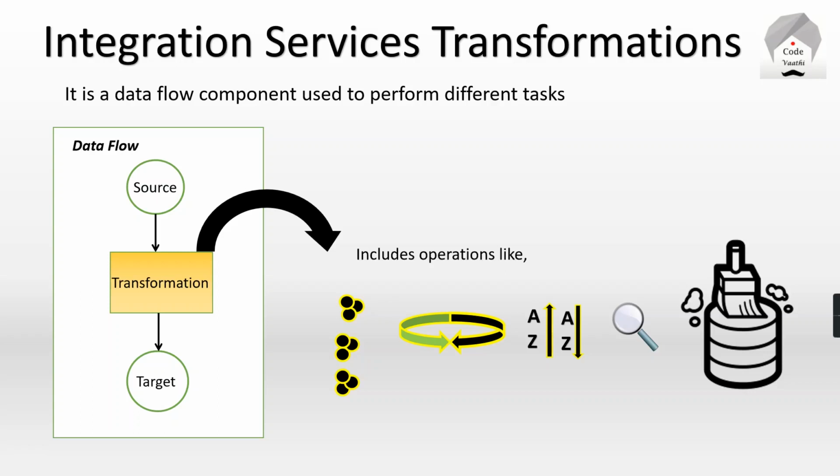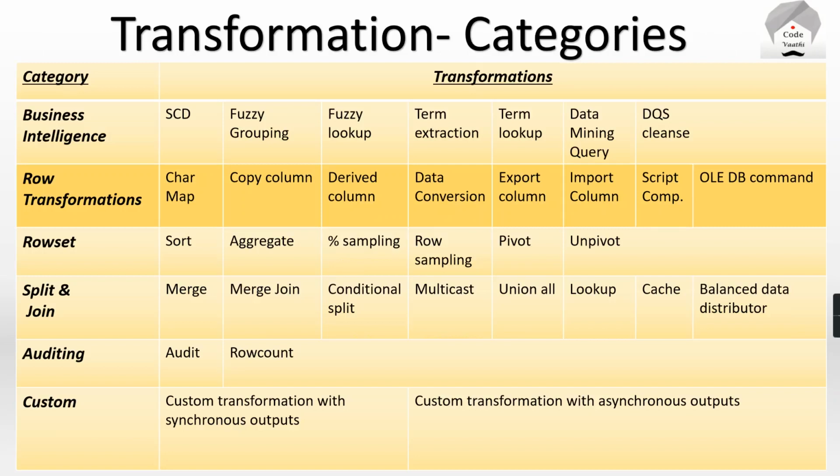For example, let's take that we need to load only the new records and ignore the already inserted records in the target. In this case, we can go for lookup transformation and SCD transformations to check whether the input data already exists in the target or not. We will see what categories are available.